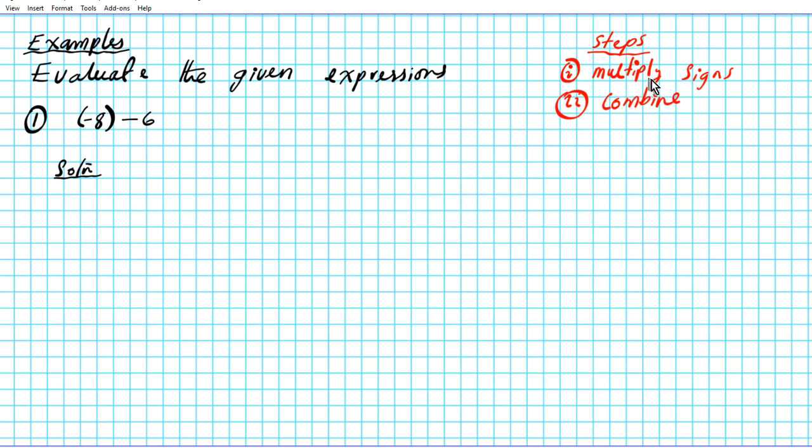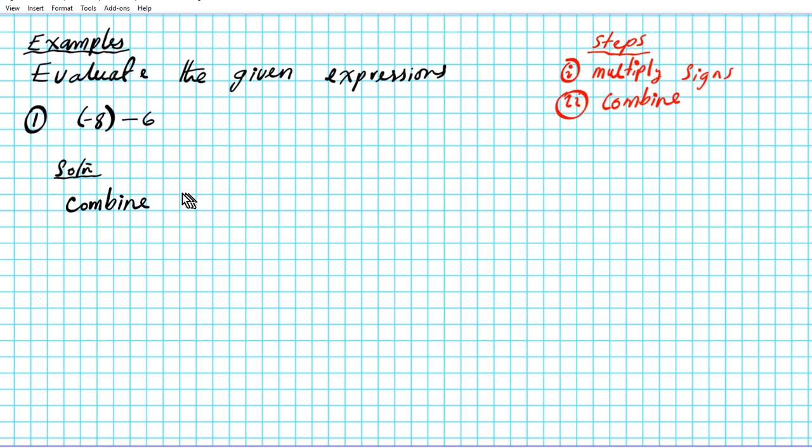Some problems will have situations where you have to multiply signs, and other cases you don't. Okay? So in this particular problem, we do not have any situation where there are two signs next to each other, or two signs being multiplied by each other. So what does that mean? That means that we're going to skip step 1 and jump right to step 2, which is a combination step. So we're simply just going to combine.